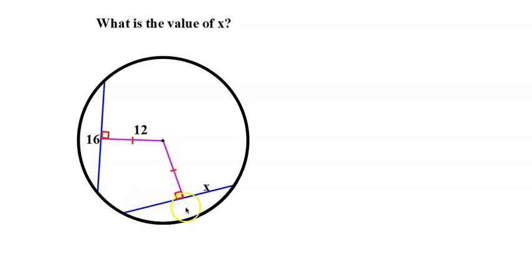So that means that this blue chord down here has a length of 16, and therefore x is going to be half that. Because again, the pink segment goes through the center of the circle, and it is perpendicular to the chord. Therefore, it bisects the chord, and so x is 8, half of 16, because these two chords are the same length because they are the same distance from the center of the circle.